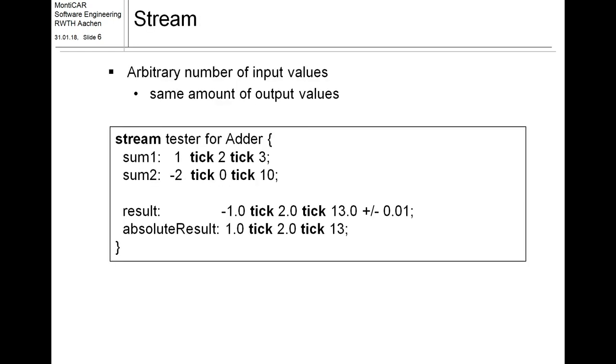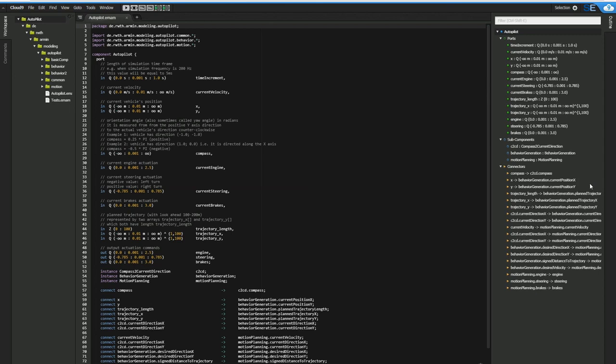In order to test EMA models, we define input values and also determine the expected output values. The sequences are separated by the word tick. This example shows a simple adder and also shows how to define tolerance ranges in line 4.